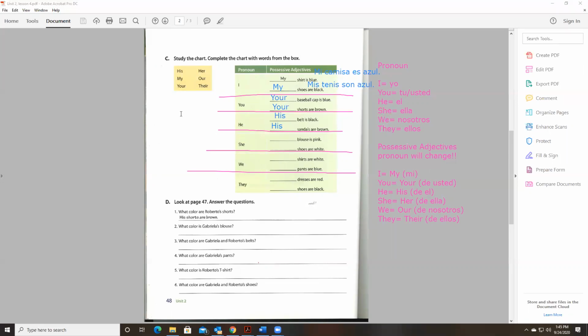Okay, now she. Estamos hablando de algo que le pertenece a she o a ella. So now it's her. Her blouse is pink. So what is next? ¿Qué sigue? Her shoes are white. Los zapatos de ella.